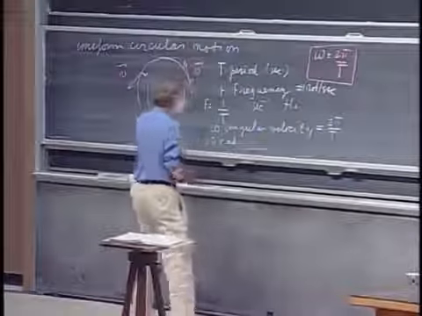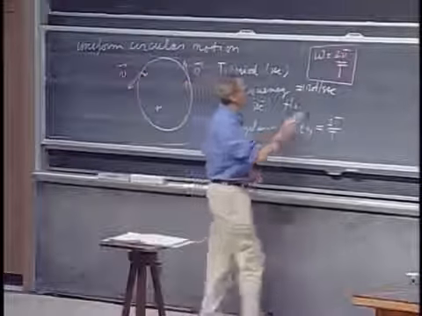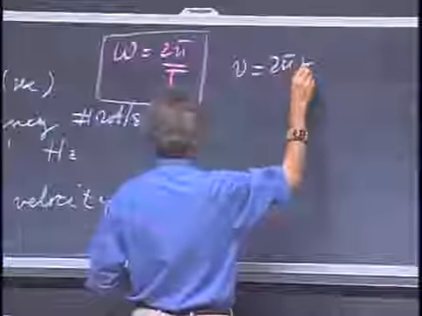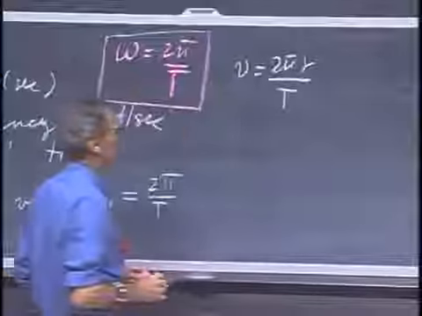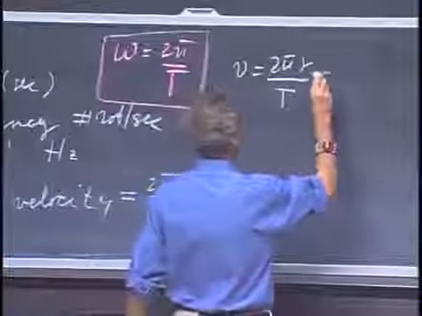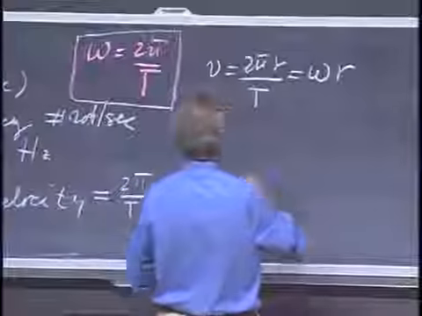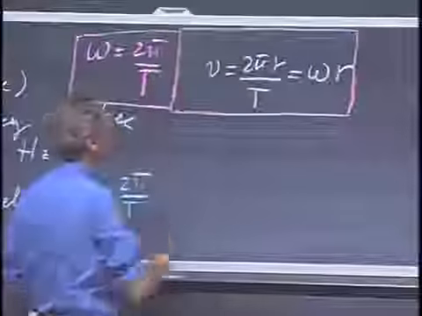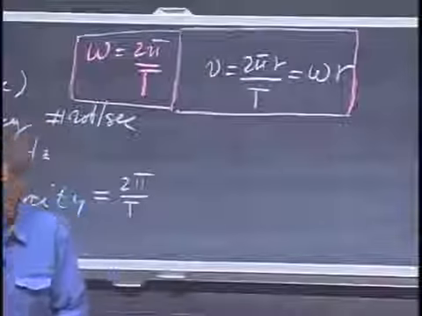The speed, v, is of course the circumference 2 pi r divided by the time to go around once, but since 2 pi divided by T is omega, you can also write for this omega r. And this is also something that I want you to remember. These two things you really want to remember.